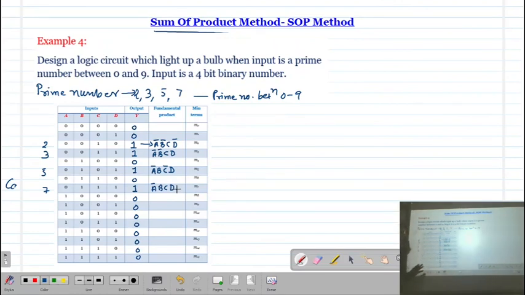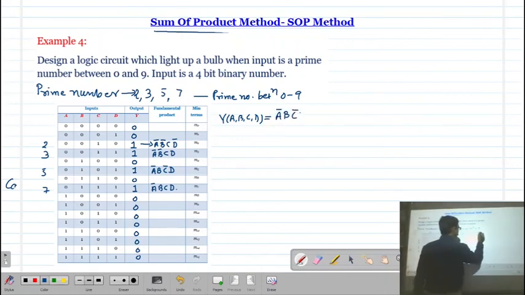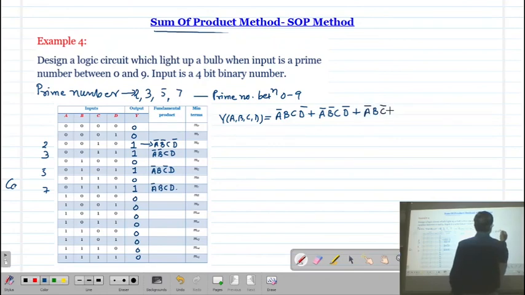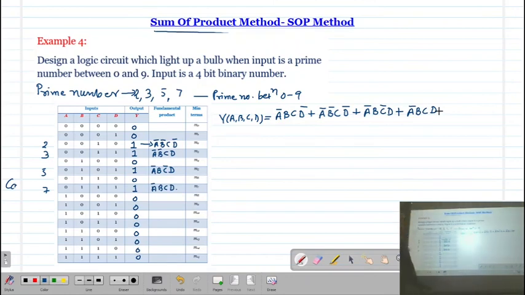Okay? So, wherever the output is high, for that we write the fundamental product. Therefore, my expression will be Y is a function of A, B, C and D, and this is A bar, B bar, C, D bar plus A bar, B bar, C, D plus A bar, B, C bar, D, and the fourth one is A bar, B, C, D. This is the SOP expression for a prime number detector.